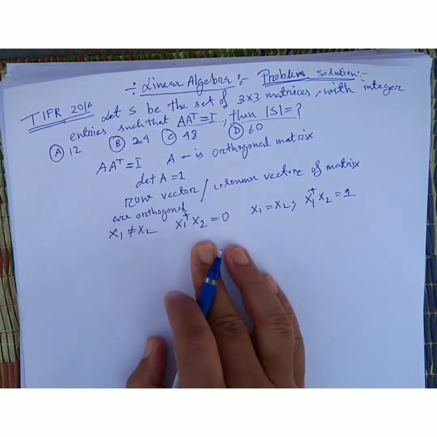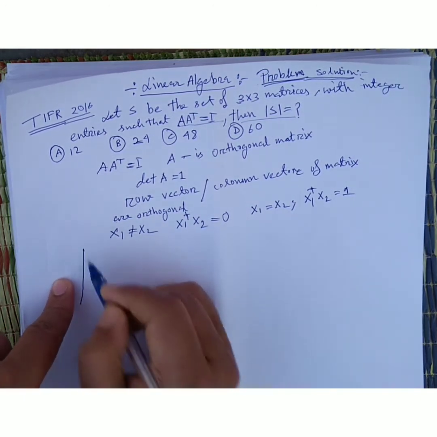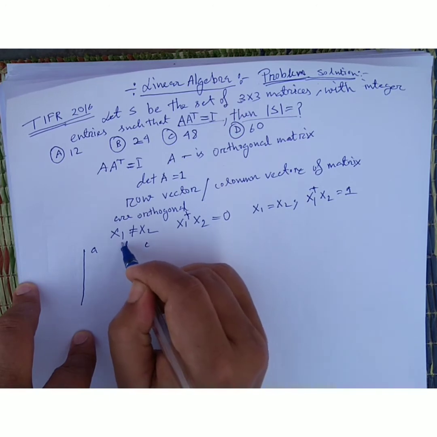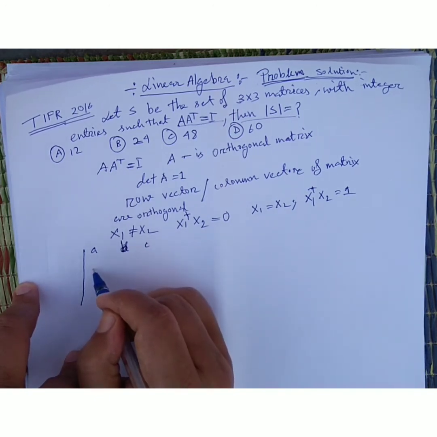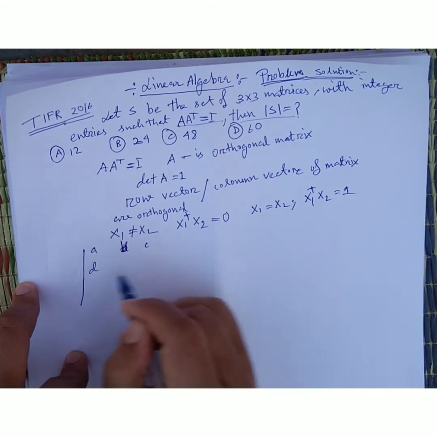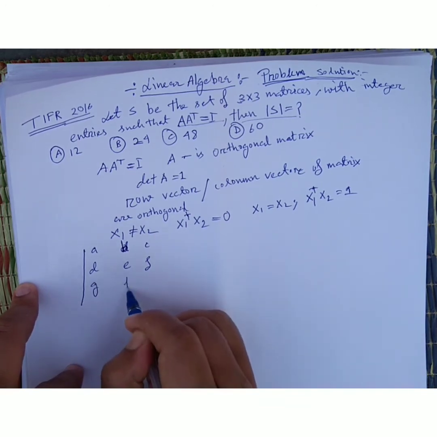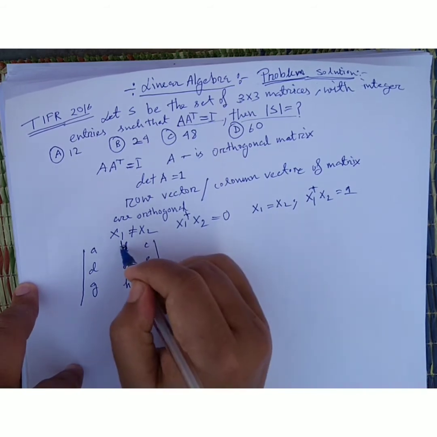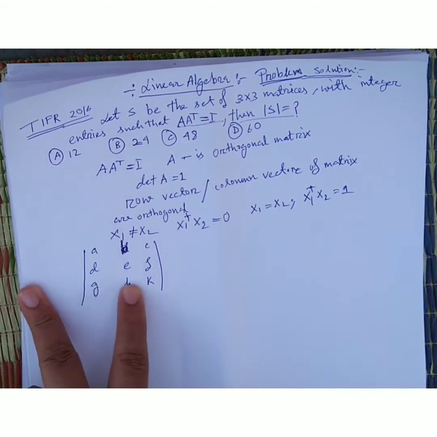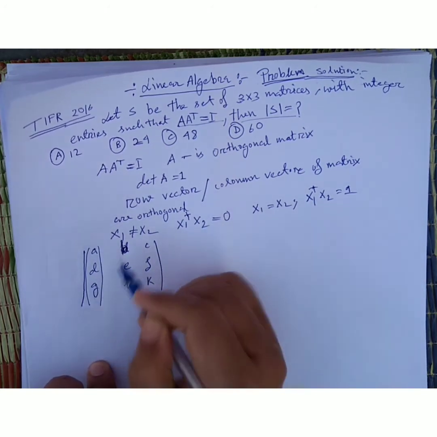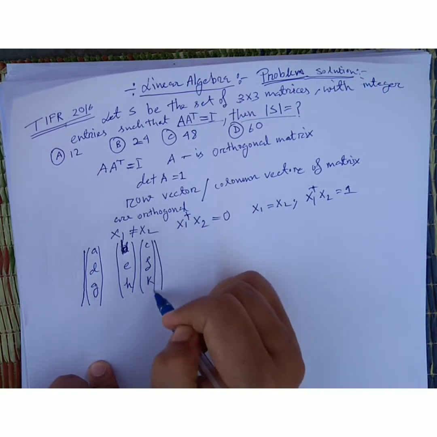This is the formula of the orthogonal. So friends, we choose a matrix with rows A, B, C, then D, E, F, and G, H, K. So my column vectors: A, D, G is one column vector, B, E, H is one column vector, and C, F, K is also a column vector.